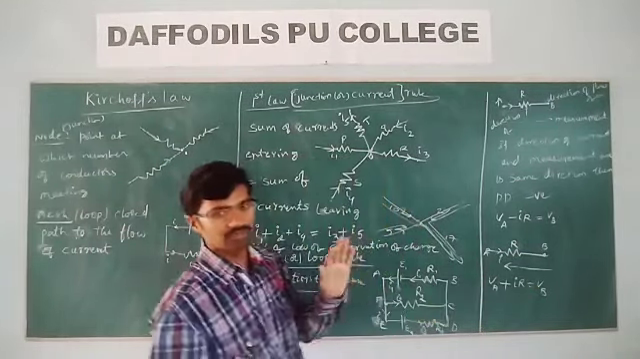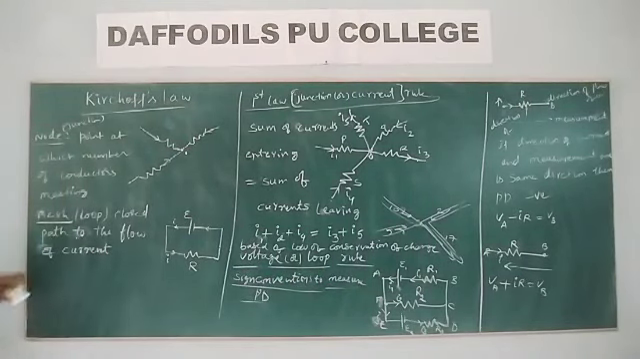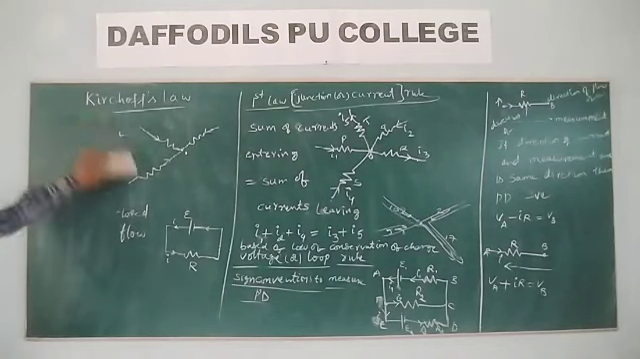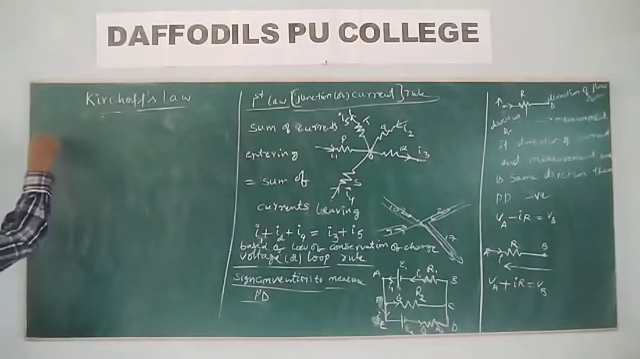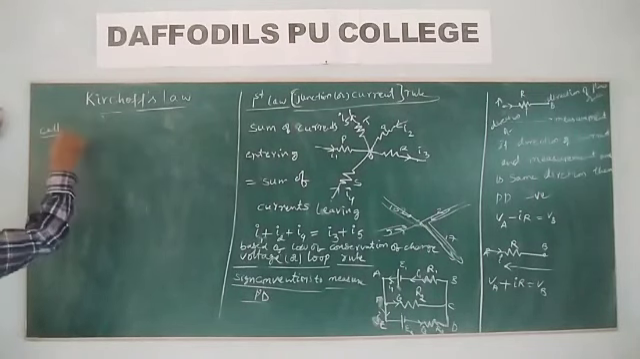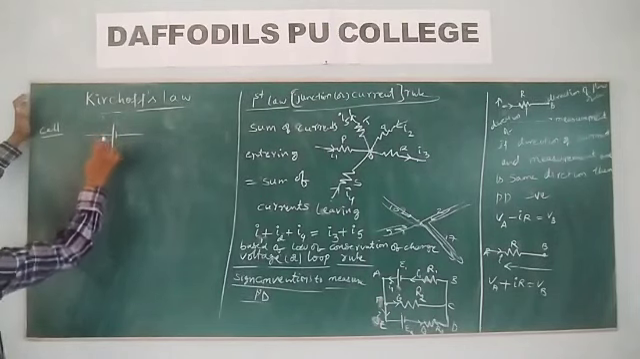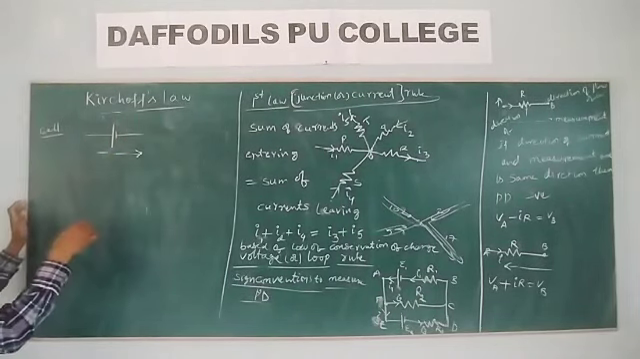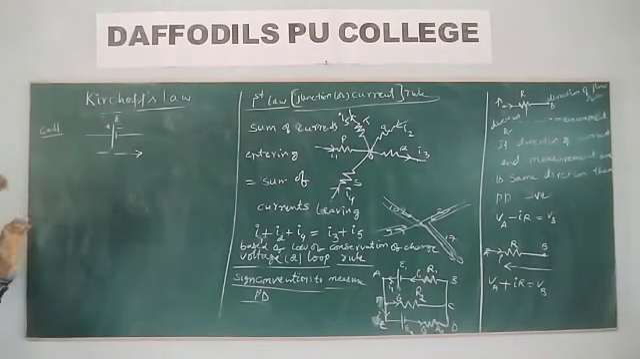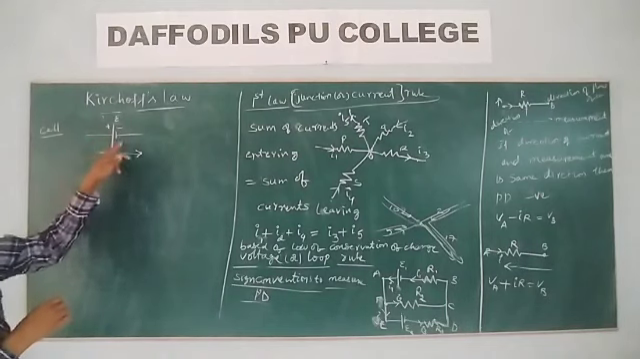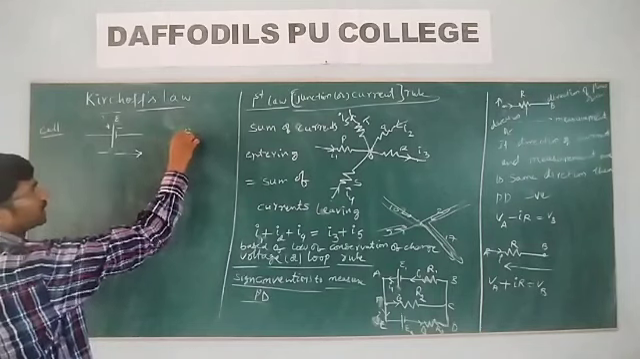But when we measure the potential difference for a cell, if this is the direction of measurement and you move across a cell of EMF E, when we move from positive to negative, first we meet positive and then negative, then the EMF is taken as minus.